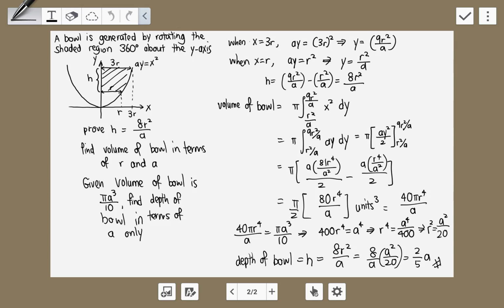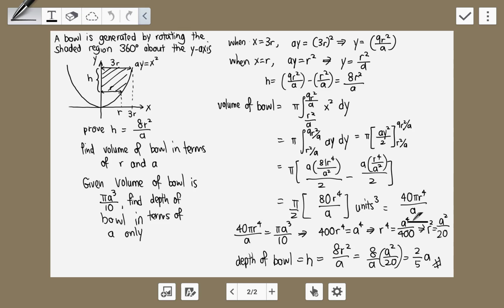The next thing is that this is the volume of the bowl, and we are told that the volume of the bowl is 11a cubed over 10, so this and this must be equal. From here, after multiplying a over, I get a to the power of 4, and multiplying 10 over, I get 400r^4. The pi cancels away, so divide pi on both sides. From here I deduce that r to the power of 4 is equal to a to the power of 4 divided by 400, and then r squared equals a squared over 20.